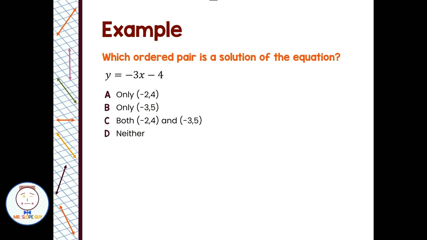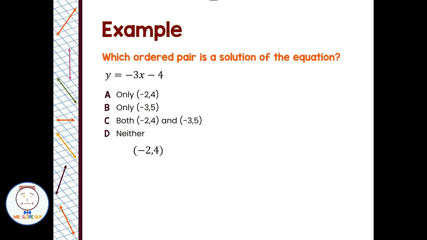Our directions say which ordered pair is a solution of the equation. And we have the linear equation y equals negative 3x minus 4. And then we want to know, does negative 2, 4 work? Does negative 3, 5 work? Do they both work, or do neither work? So let's take the first one we have. Let's just look at negative 2, 4.